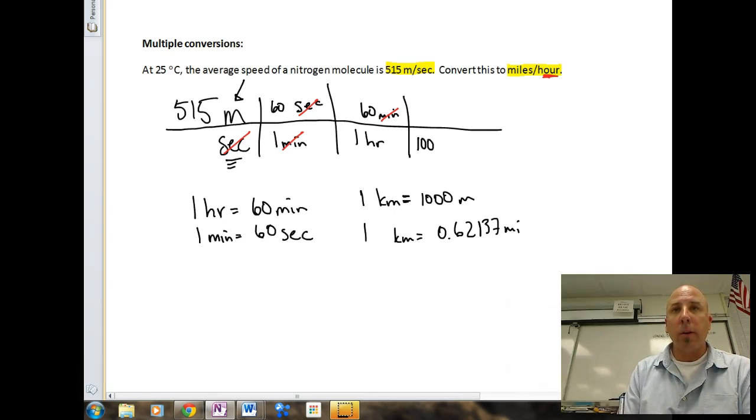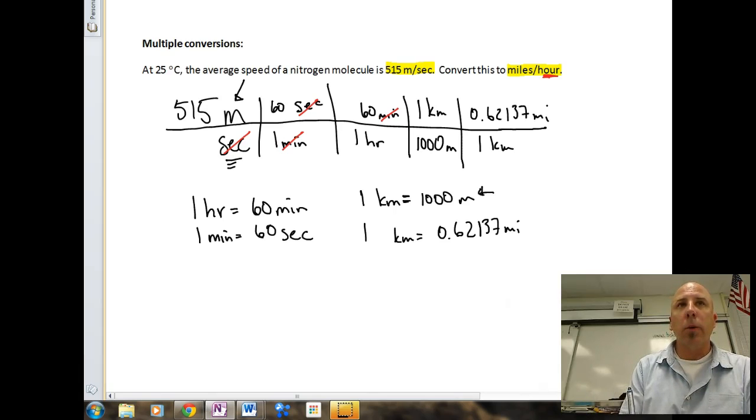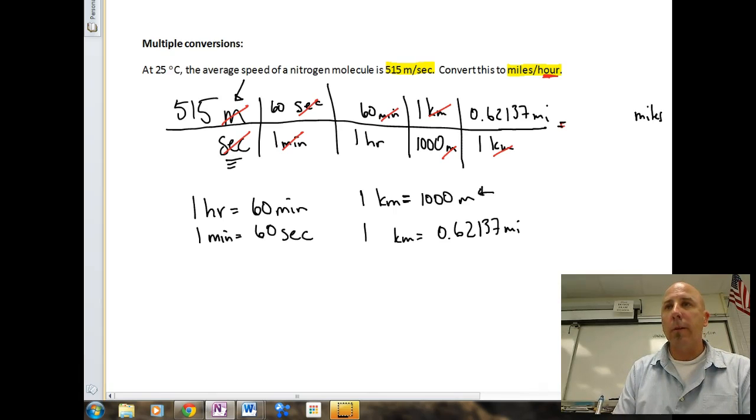So I'm going to plug meters in on the bottom using this conversion factor, and then I'm going to use this other one here, putting 1 kilometer on the bottom and 0.62137 miles on the top. Now let's go through and cancel some of these out. Meters on the top is a numerator, meters on the bottom cancels; kilometers is a numerator, kilometers is a denominator, and so we're left with a unit. Everything that's left is going to be miles as our numerator over hour as our denominator.